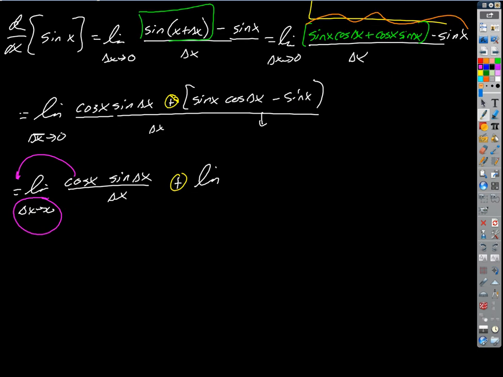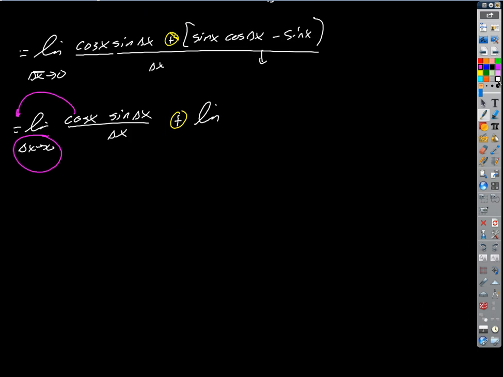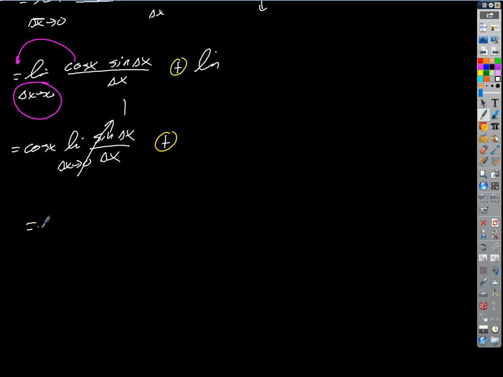So then the first limit, and let's just knock this one out first, and then we'll go deal with the second one. What are we going to get? Cosine x times the limit of sine delta x over delta x. As delta x goes to 0, what's that limit? 1, yeah. Right? Okay, plus whatever we get over here, right? So then we end up with cosine x plus the result of the other limit.